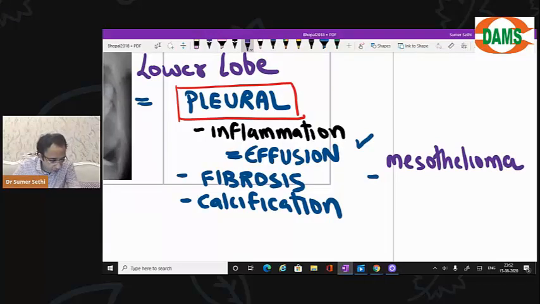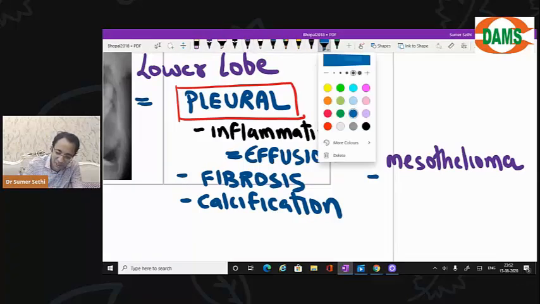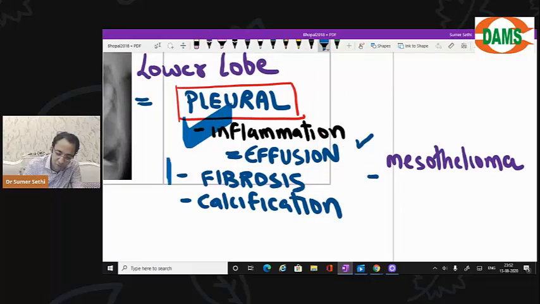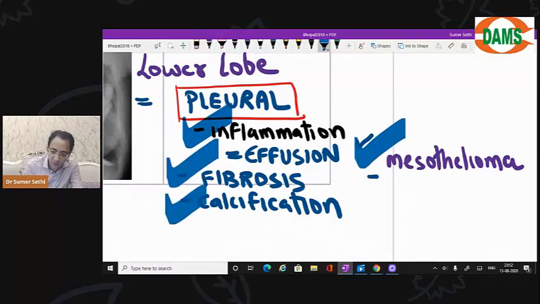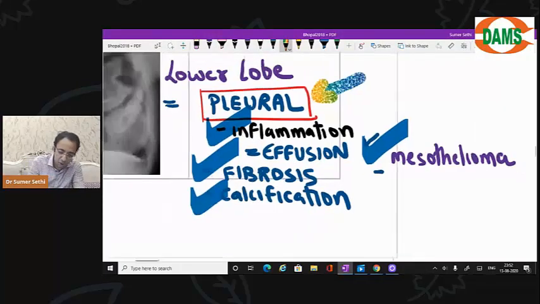Clear or not? So remember, everybody clear or not? Are you clear? Pleural effusion, pleural fibrosis, pleural calcification, pleural malignancy. The key word is pleural. All are associated with asbestosis. Very good.